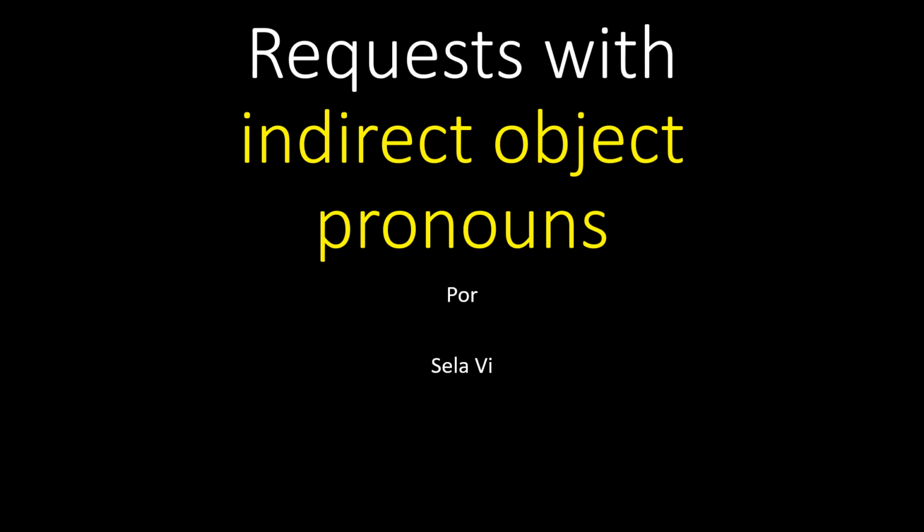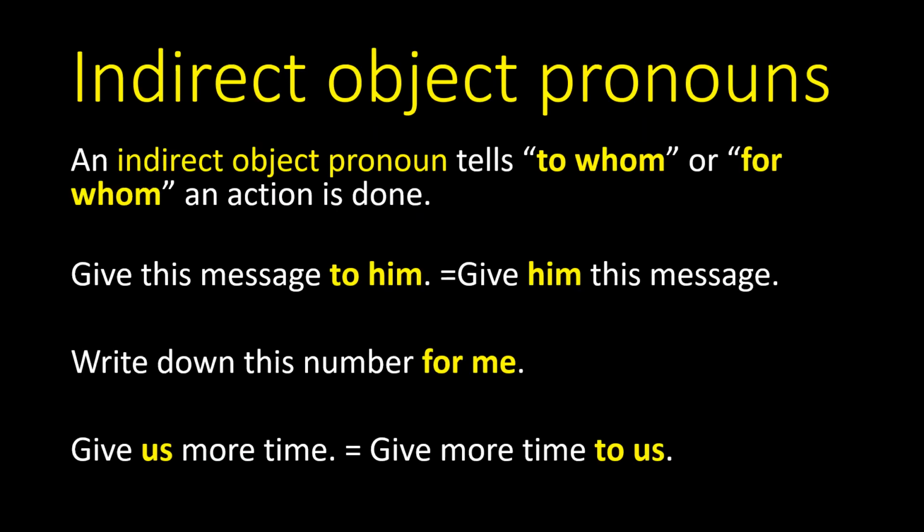This presentation deals with requests using indirect object pronouns, c'est la vie. First, you need to know that an indirect object is the to whom or the for whom in a sentence. Look at the first example. Give this message to him. To him tells you who the recipient is of the message.